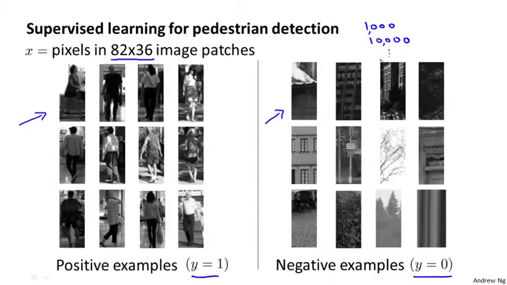And what you can do is then train a neural network or some other learning algorithm to take as input an image patch of dimension 82 by 36 and to classify that image patch as either containing a pedestrian or not. So this gives you a way of applying supervised learning in order to take an image patch and determine whether or not a pedestrian appears in that image patch.